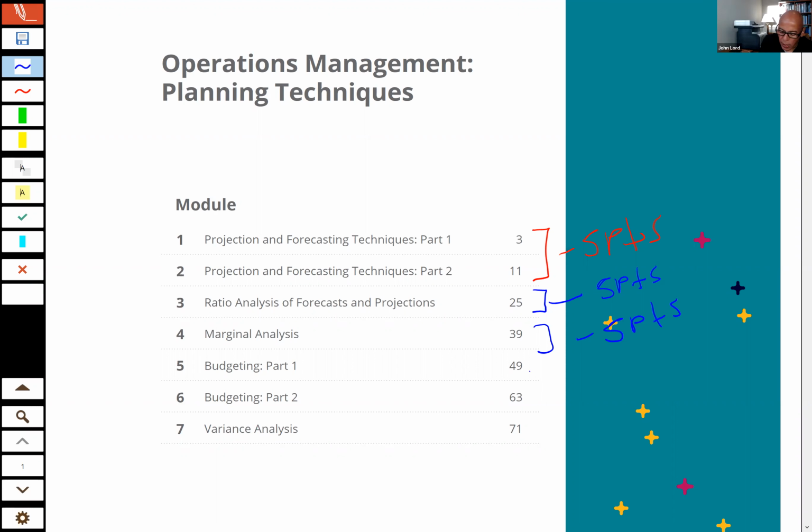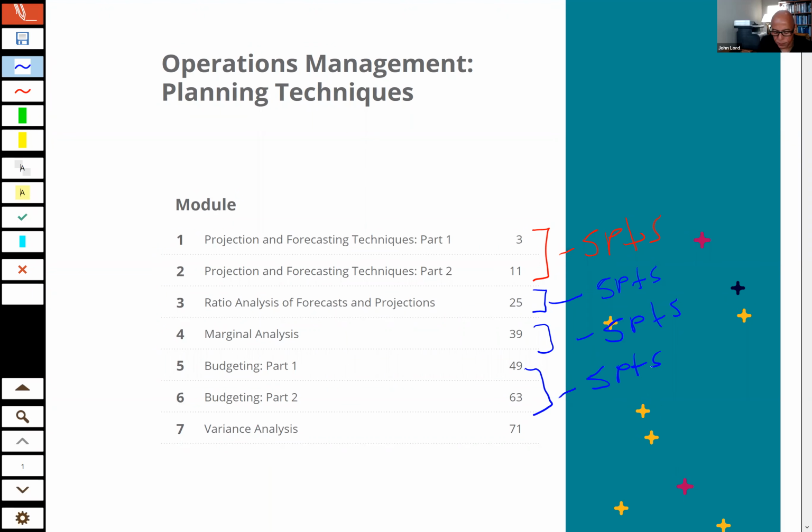We will get into budgeting, part 1 and part 2, which is really one area, but they put it in 2 different parts. We'll probably stop at the first part because I think there's a better flow if we go into parts 1 and 2 together, and then we'll be able to wrap up next time as well with variance analysis.